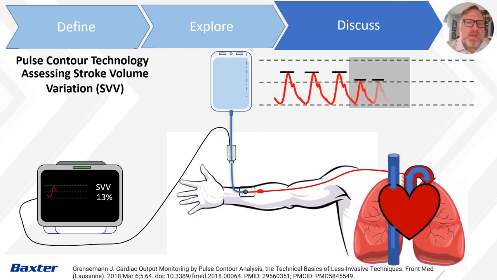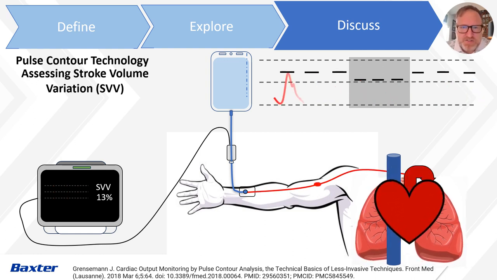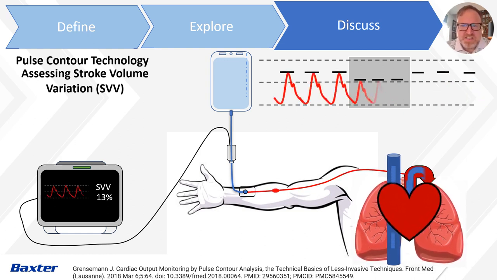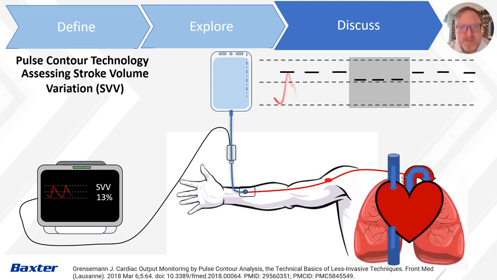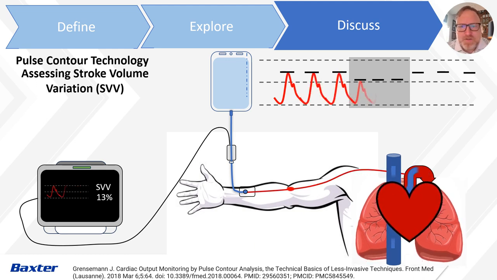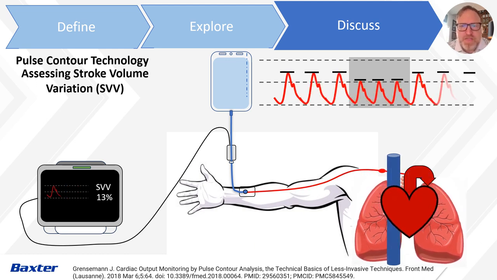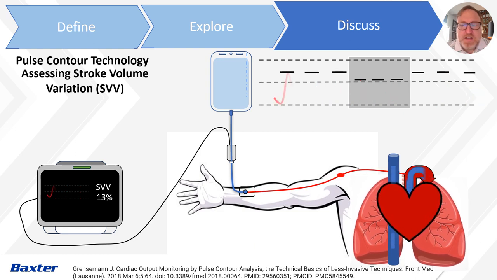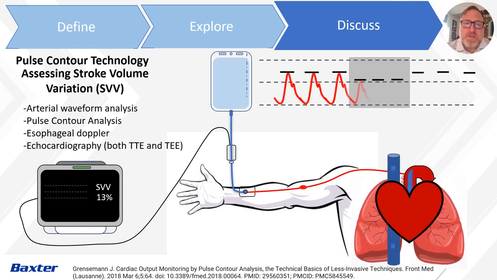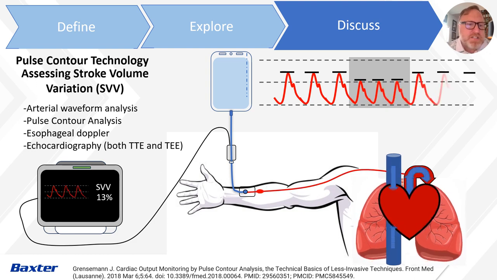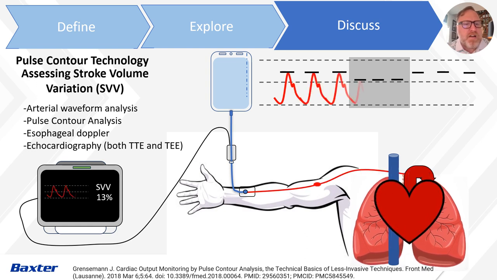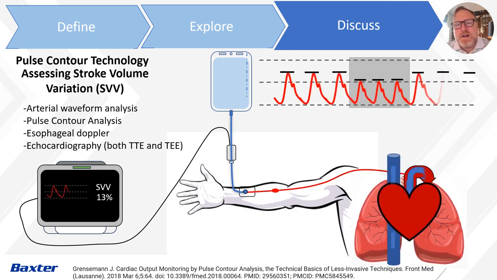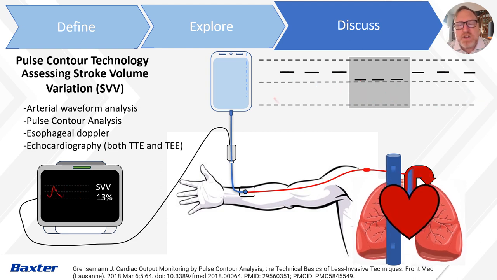Let's look at SVV and PPV for that matter. So stroke volume variation or pulse pressure variation. Stroke volume variation seems to be the most popular. I still see this used a lot. SVV is highly accurate. However, we need to make sure that our patients fit all the criteria for SVV and PPV. There's ways to do this. We can do arterial waveform analysis, pulse contour analysis, obviously esophageal Doppler and echocardiography with both TTE and TEE as well. So we can actually look at stroke volume variation in all these technologies.